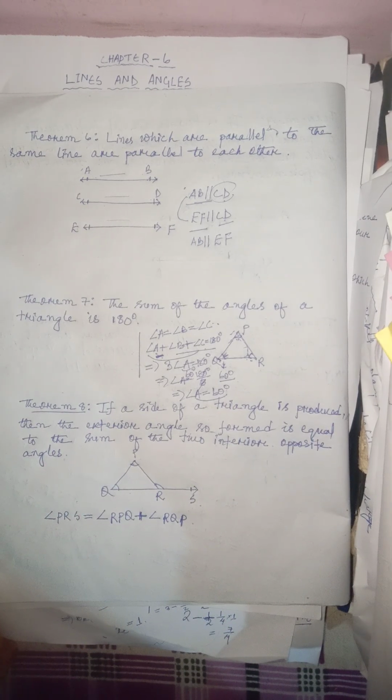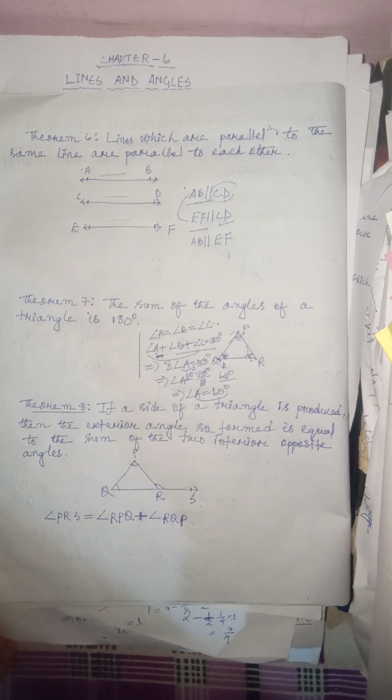So this is all about Theorem 7: the sum of the angles of a triangle is 180 degrees. Whatever angles we have in this triangle PQR, let us add all the angles, and after that we will get 180 degrees. Okay, and then let us move to the last one, which is Theorem 8.